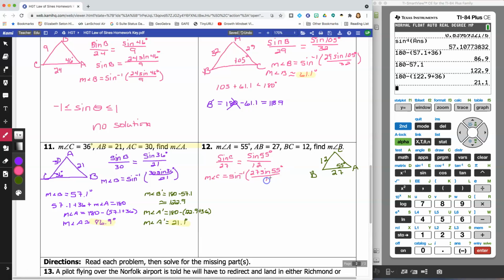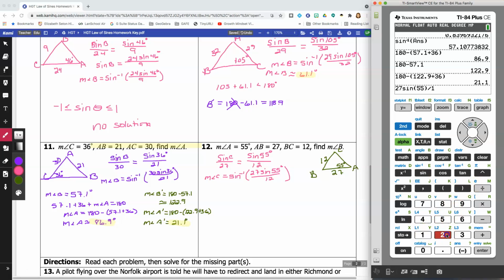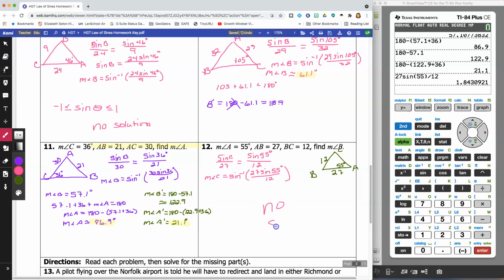divided by 12. All right, so again, the first step, make sure, is this even possible? So 27 times the sine of 55 degrees divided by 12, is that a number between -1 and +1? It's not. That number is greater than 1. So there is no solution. I cannot create a triangle given the information that I have.